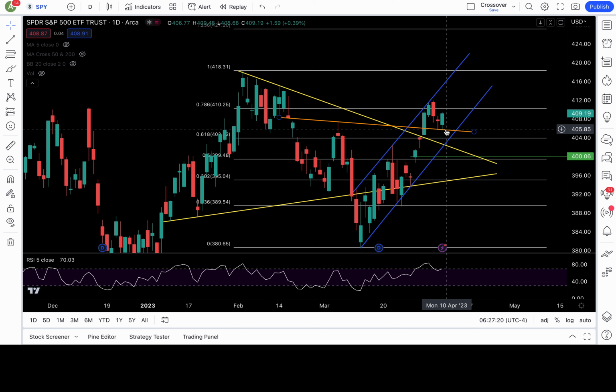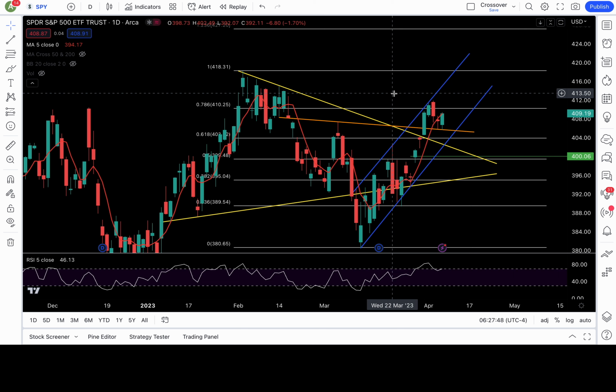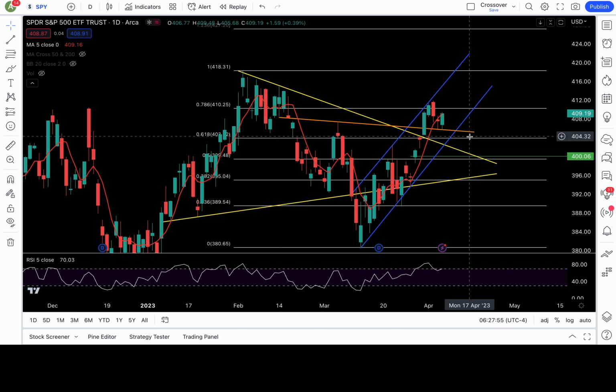Okay? So as long as above 405.5, as you can see here, we got a bounce, and SPY managed to close 409.19. What I do use is the 5 daily moving average, and that's around 409.16. So definitely that 409 level, the .16 could change by Monday, but 409 is definitely a level to watch. SPY is gonna have to show some follow through and break above. I do have that 78.6 fib level at 410.25.